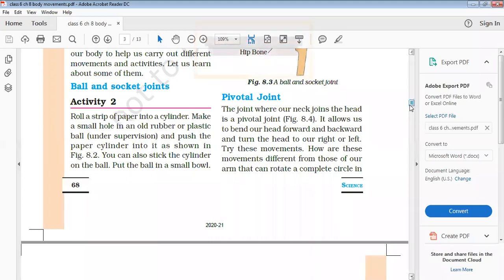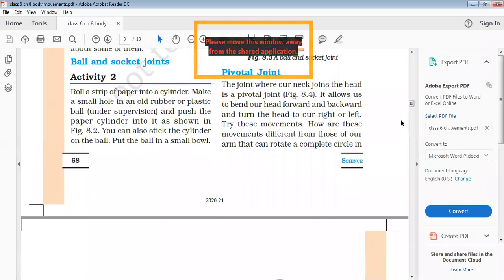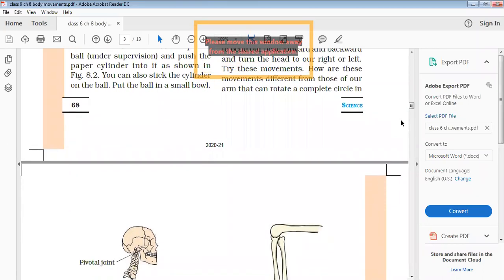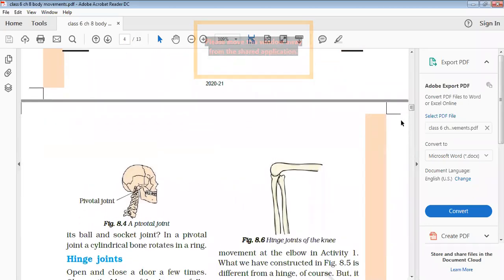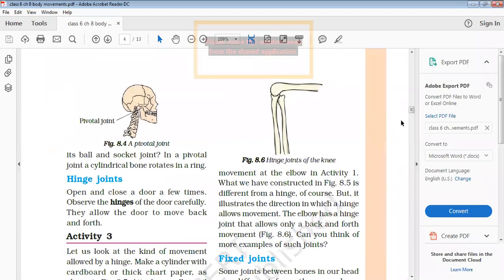The neck will not turn fully. It will rotate partly, because it will not rotate the full circle. You can move your head up and down and right and left. These types of joints are known as pivotal joints. They are present in the neck, shown in figure 8.4, and they allow movement in half direction and not in the full, like a semicircle.